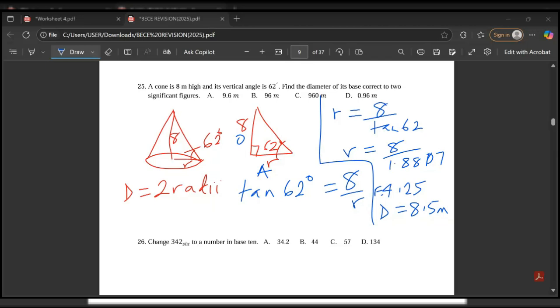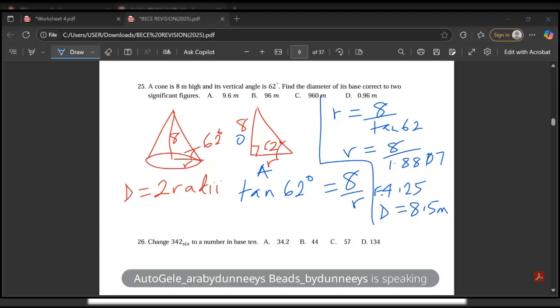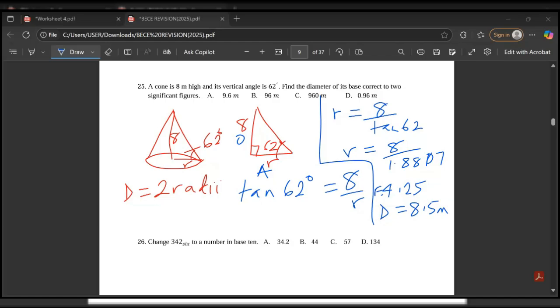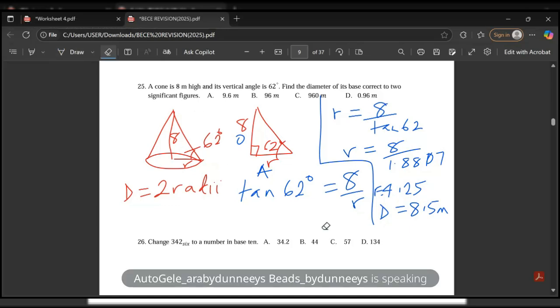I'm back. Sorry for that. Yes. So I have a question. I'm going to solve this question 25 again.